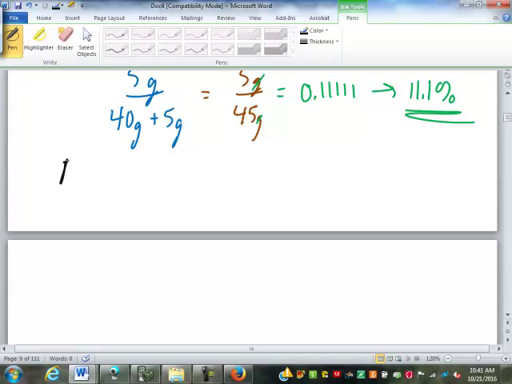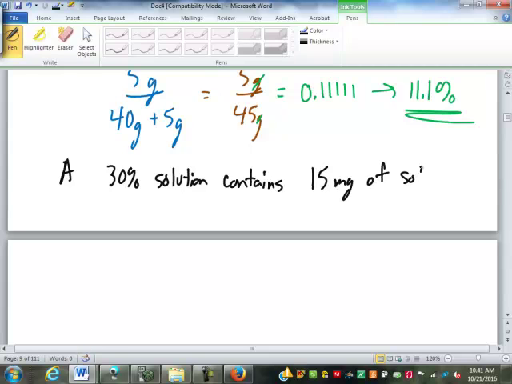Let's say that we have a 30% solution that contains 15 milligrams of our solute. Find the amount of water that was used in that solution.